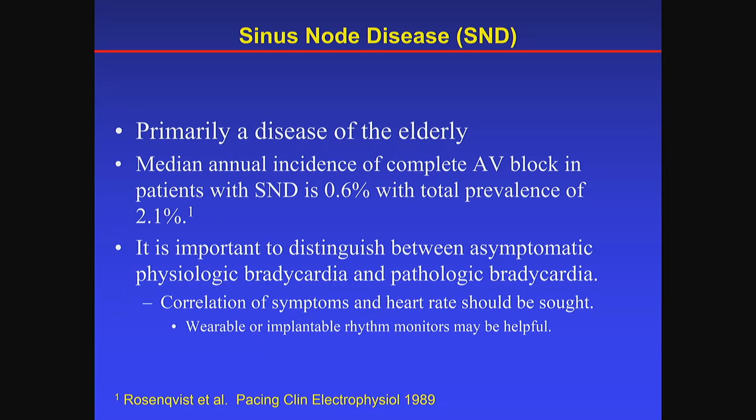It is important to distinguish between asymptomatic physiologic bradycardia and pathologic bradycardia, particularly bradycardia that is symptomatic. So a correlation of symptoms and heart rate should be sought. This can be obtained through the use of wearable or implantable rhythm monitors.